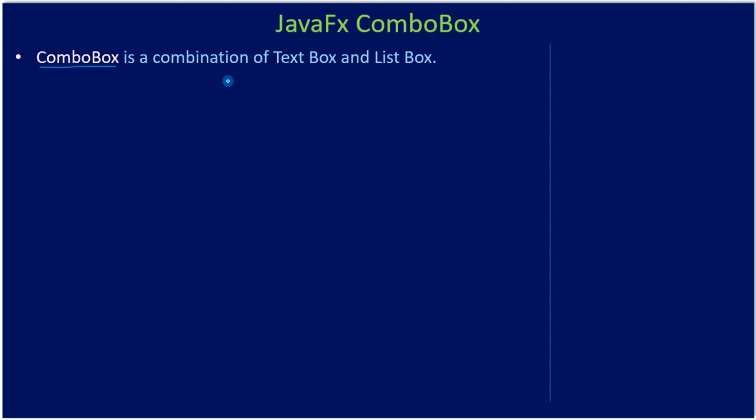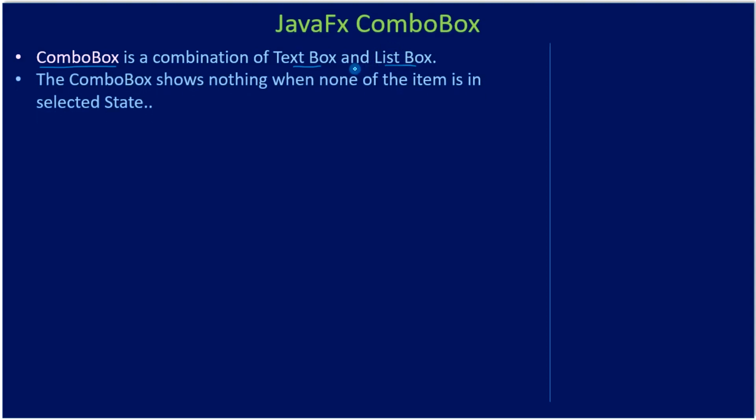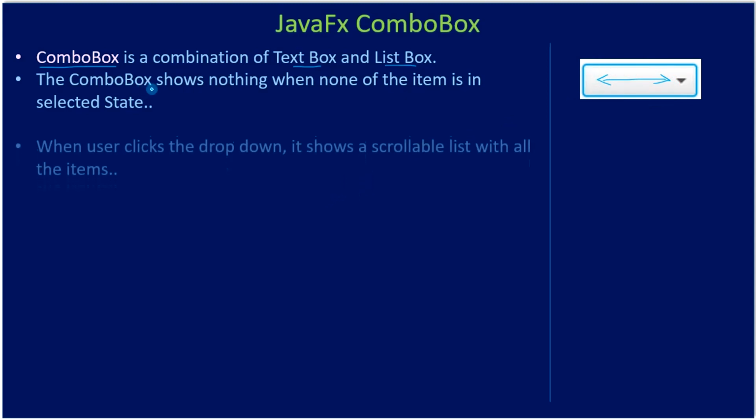Combo box is a combination of text box as well as a list box. The combo box shows nothing when none of the item is in a selected state. So by default, if nothing got selected, a combo box will display like this. And here, if you see, it doesn't show any item by default, because nothing got selected in this combo box.